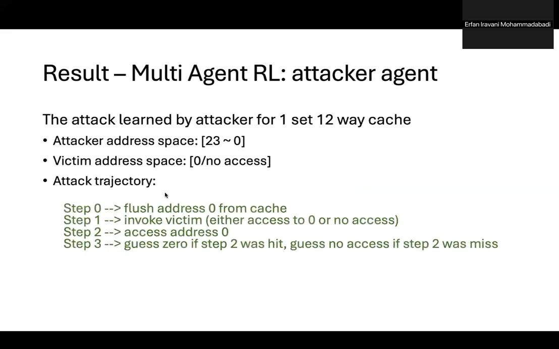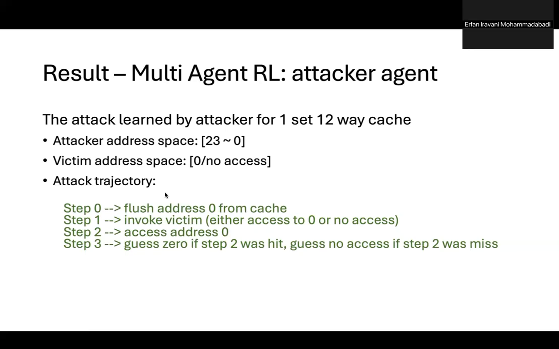And here we show the configurations of the attack scenario in the 1Z12A cache. The attacker and victim share address 0, and the attacker is able to access a wide range of addresses, while the victim is given either address 0 or no access. This is the attack that the attacker agent has come up with.